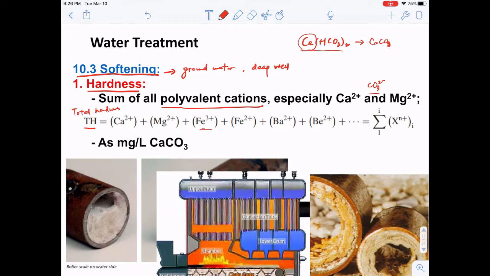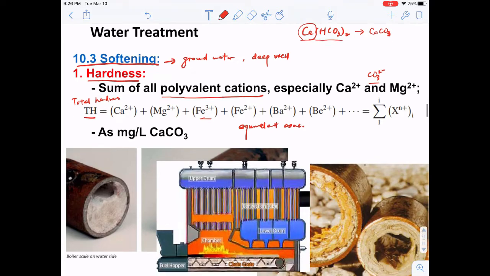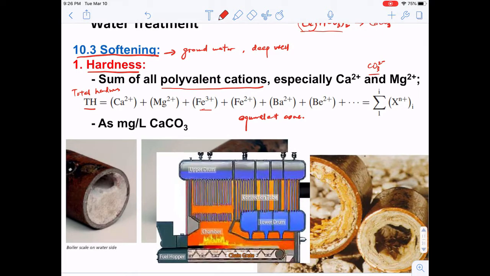So we have to convert them into mole fraction, or equivalent concentration. Again, we're dealing with equivalent concentration, or normality. And more commonly, people will use the equivalent mass concentration, which shows the concentration in milligram per liter of calcium as calcium carbonate.